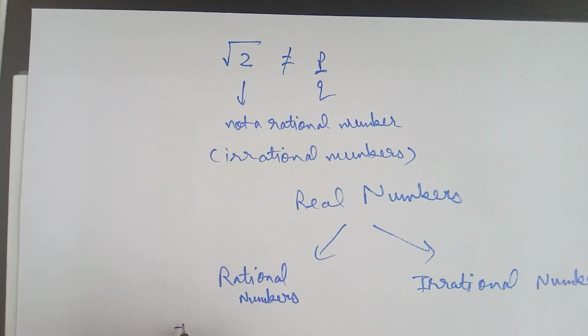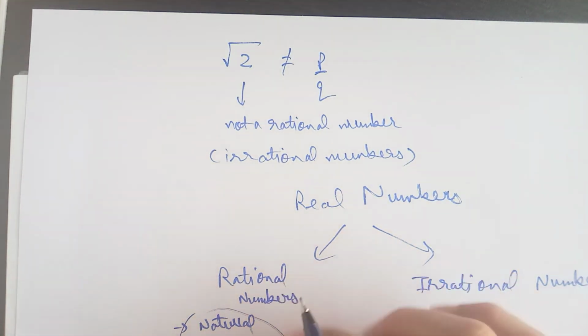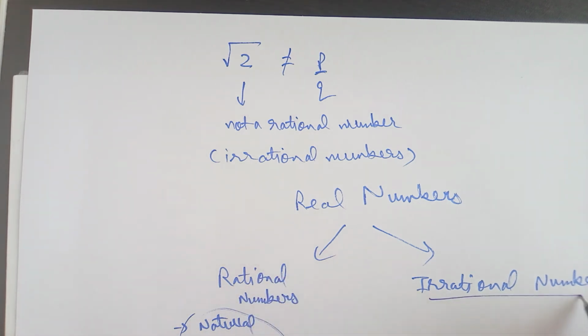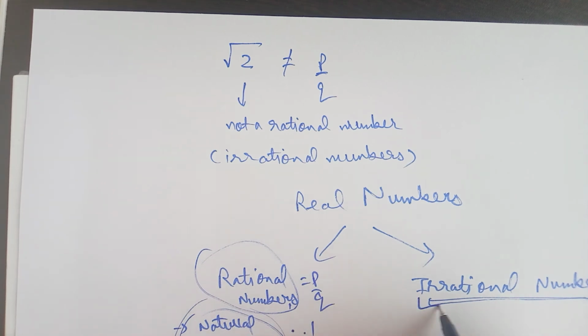Then we have seen what are natural numbers, what are whole numbers, and what are integers. All these are rational numbers only, and all the numbers other than these are called irrational numbers. We have also seen that 1 by 2 is a number which is not a natural number, not a whole number, not an integer, but yes, it is a rational number. So all those numbers which cannot be written in the form of p by q are included in this category known as irrational numbers.